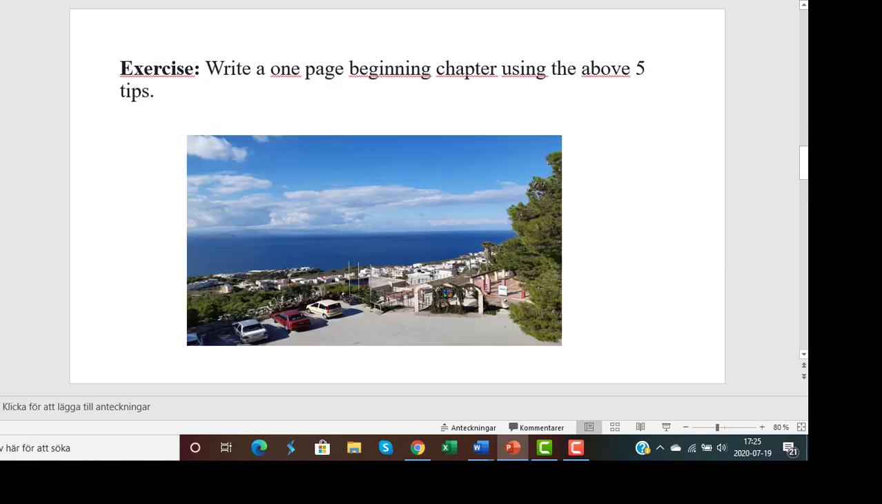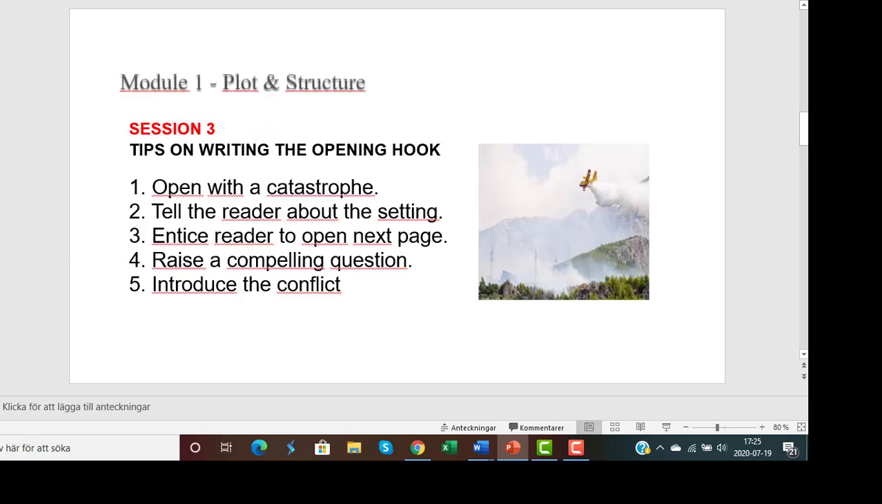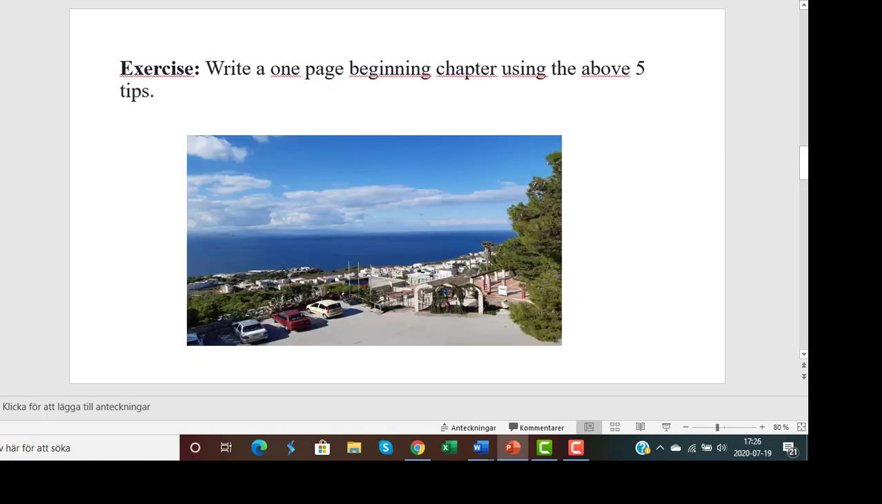This is your exercise. Write it down. Write a one-page beginning chapter using the above 5 tips. Use these tips to write a one-page beginning of your chapter number 1. The 5 points will make your beginning of the story more engaging and realistic. The idea is to get the reader invested in the story.